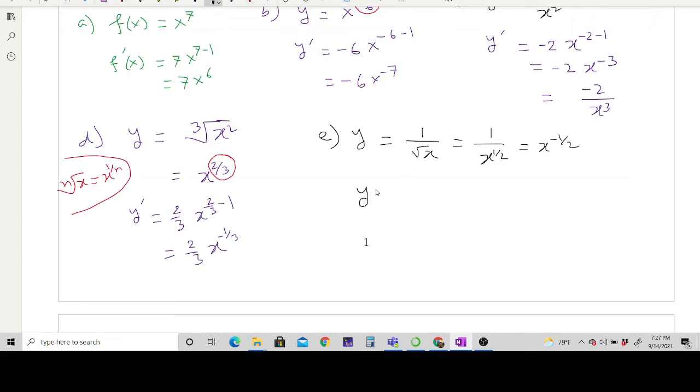Now the derivative of this function, you simply apply the power rule, n equals negative 1/2. So you bring it down here, negative 1/2 times x to the negative 1/2 minus 1, which equals negative 1/2 times x to the negative 1/2 minus 1, which is negative 1 minus 2, so it is negative 3 over 2.